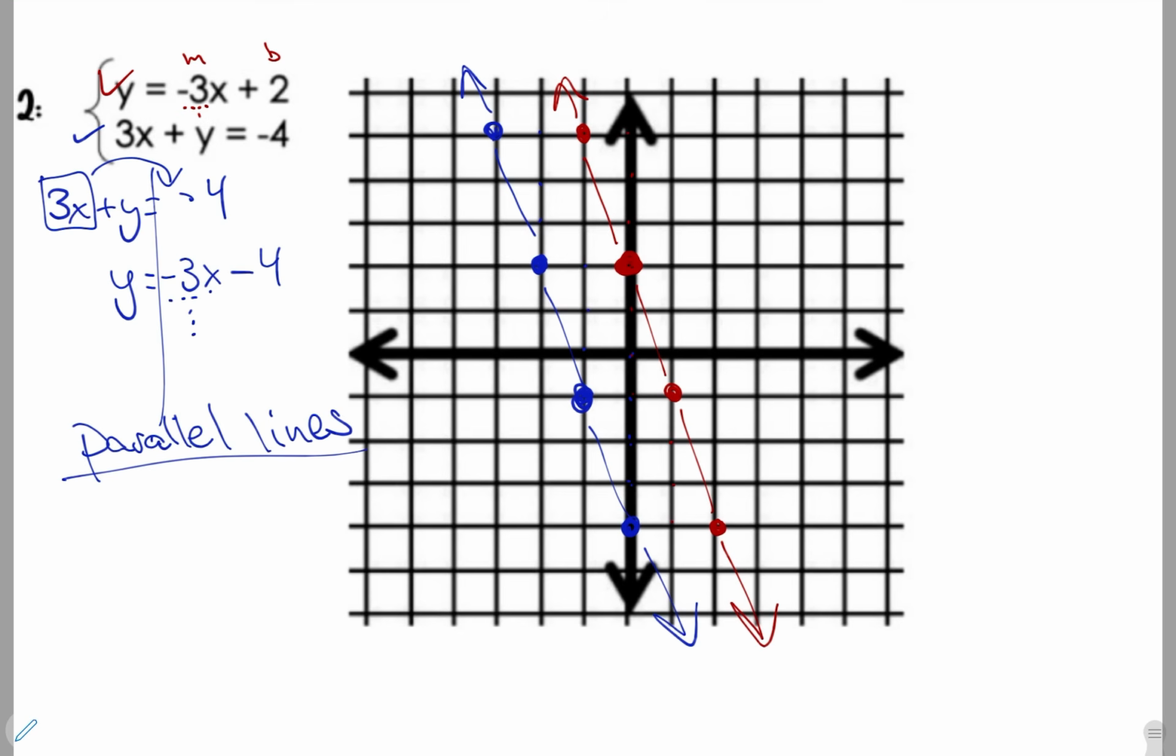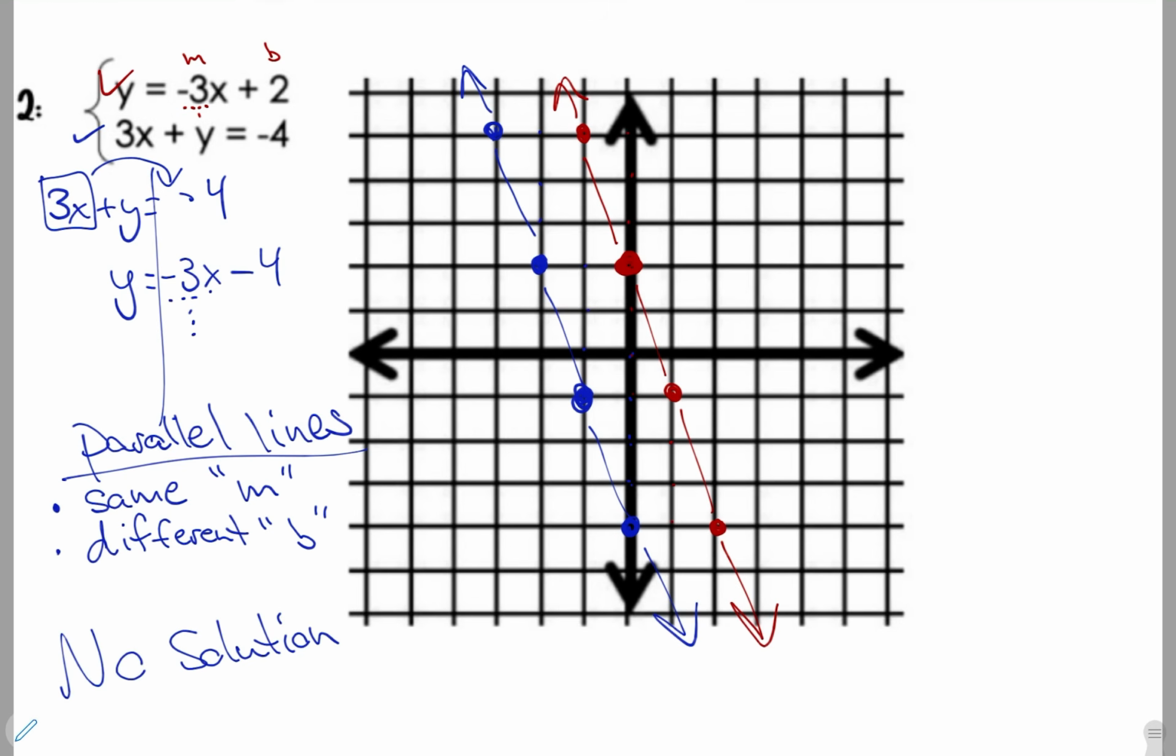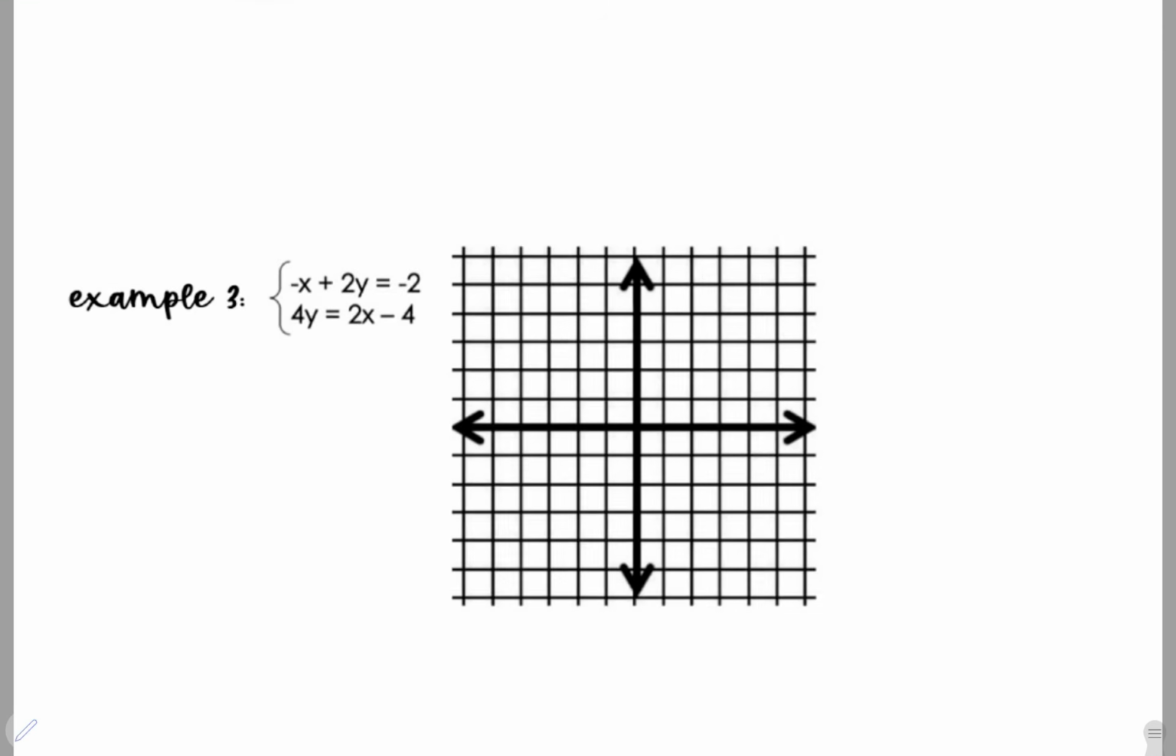These are parallel lines. Same slope, different intercepts, y-intercepts. Answer, no solution. Real simple. Answer is no solution. Let's go to example 3.